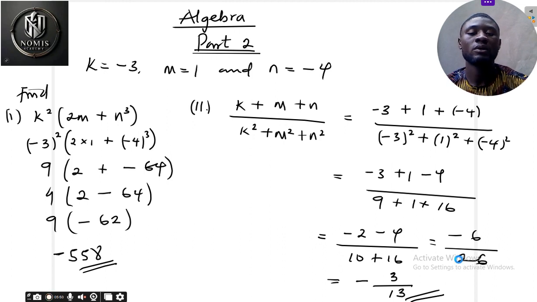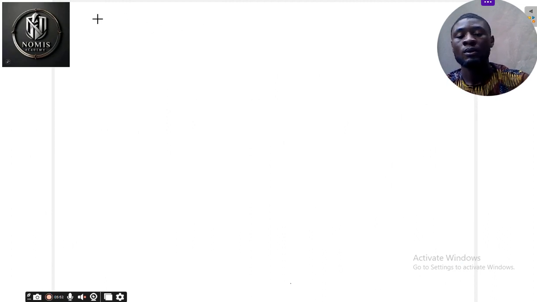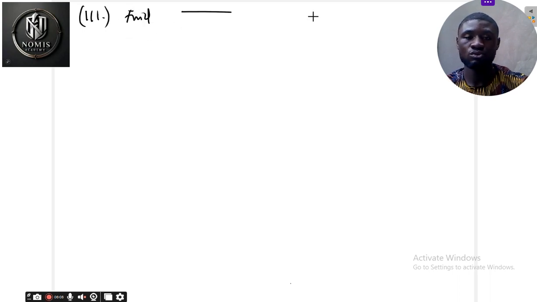Let's take another example, example 3. So example 3 says we should find the square root, open bracket, k squared plus m squared.